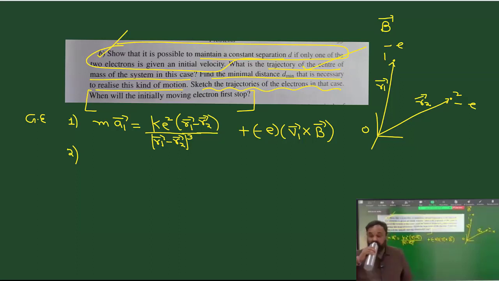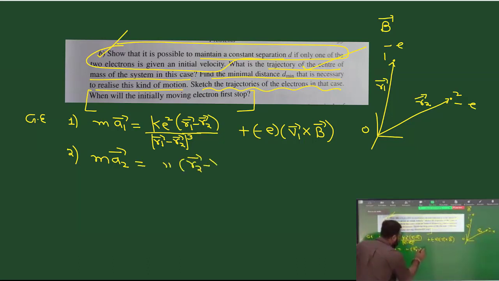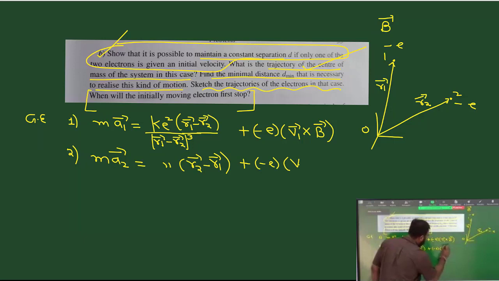Now try to observe that if you write the same equation for the second particle, the electrostatic term will be symmetric, with R2 minus R1 here. And here I'll have q, the velocity will be different, which is V2 vector, and we cross this with B.